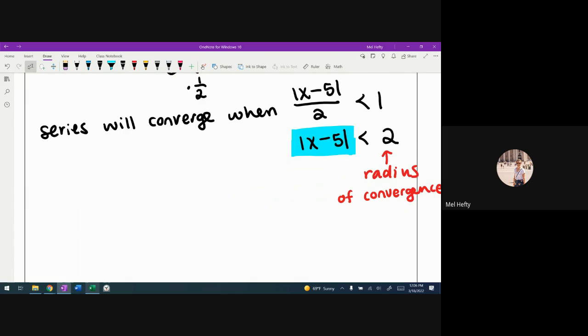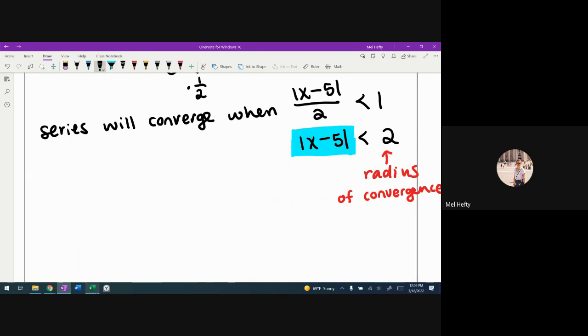We know that our center, anyone know what our center is of this series? So I want a singular number. What's the center of this series? 5. All right, I get it because x minus 5. So 5 is the center of this series. I know that I converge out 2 from either end. So what's 2 to the left of 5? 3. 5 minus 2 is 3. What's 2 to the right of 5?